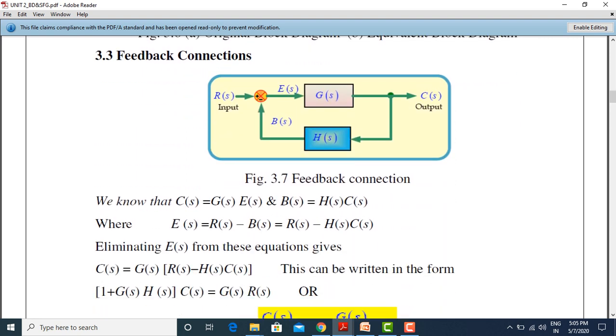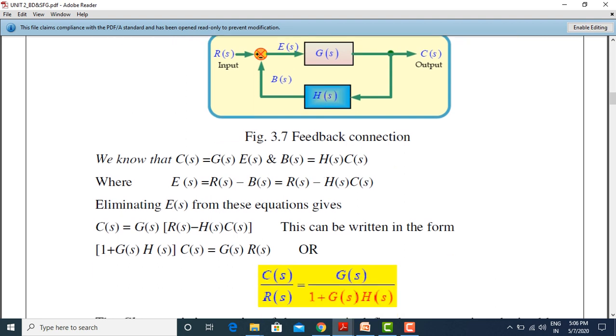So feedback connections, R of S, C of S, this is a feedback loop. We can see from this takeoff point, this is shifted to this summing point, this is the feedback loop. We have discussed the formula for this in Unit 1, that is system upon 1. If here is minus, make it plus. If here is plus, make it minus. System upon, here is minus, so 1 plus system into feedback. So what will be the answer? G of S upon 1 plus G of S into H of S.